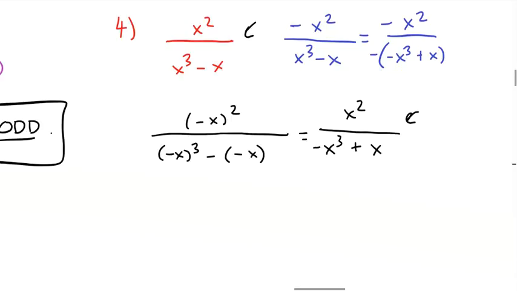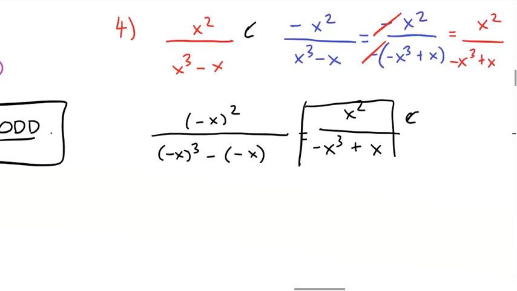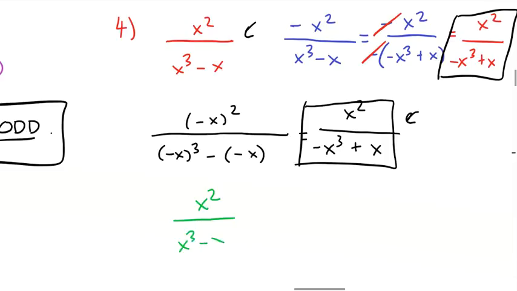So now what we can do is cancel out the negatives from the top and the bottom, because that's the same thing as multiplying by negative 1. And so we're going to have x squared over negative x cubed plus x. And if you notice, that's actually the same as what we had over here. So this function, x squared over x cubed minus x, is odd, because f of negative x equals negative f of x.